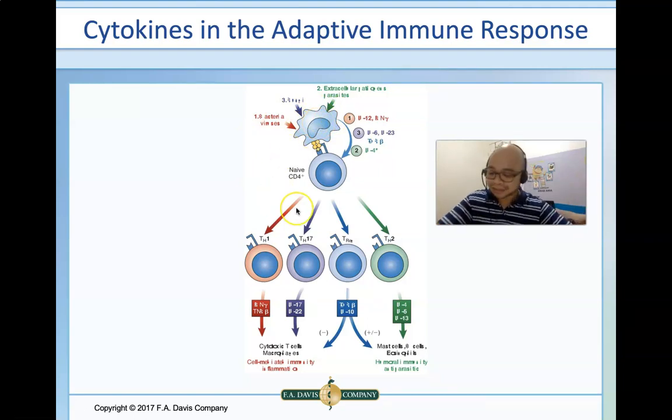As you can see, the Th1 and Th17 subsets will be involved in cell-mediated immunity. The effector cells are cytotoxic T cells and macrophages. If Th2 is involved, the interleukins that will be produced are interleukin 4, 5, and 13. Effector cells are mast cells, B cells, and eosinophils. And this will be primarily involved in humoral immunity.